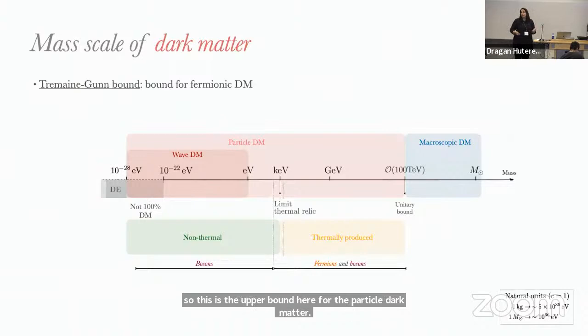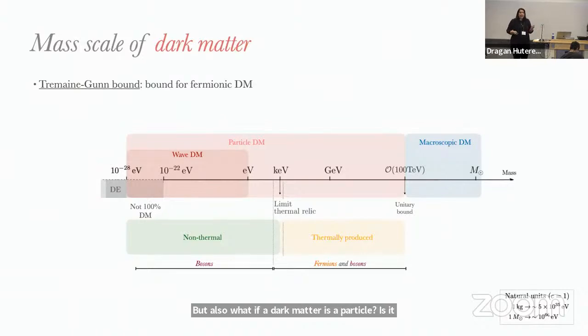Is it a boson or fermion? Do I have any way of constraining the spin of dark matter from gravity? An incredible thing is that it has. So here we can see that from something like tens to hundreds of eV on, it can be a fermion or a boson. But below that, it can only be a boson.